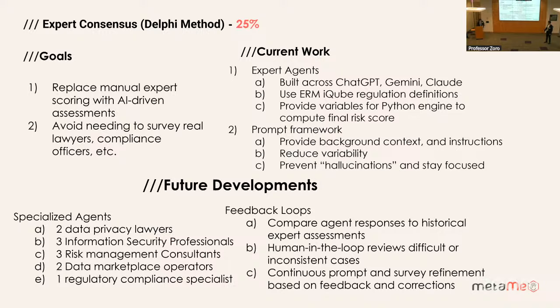In the expert weighted component, our goal was to replicate human scoring with AI-driven assessments that behave like domain experts, such as lawyers or compliance officers, without actually needing to survey real people in these roles. My current task has been designing and preparing expert simulation agents across ChatGPT, Gemini, and Claude. Ultimately, agents will be reading and interpreting regulation-based definitions from our iCube spreadsheet, evaluating these across 22 risk categories, and then inputting the agents' responses as variables into our Python risk engine in order to compute a total risk score and ultimately price and classify the data cube.